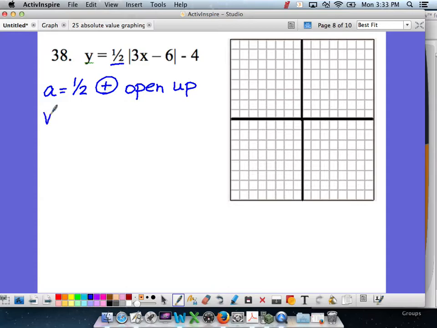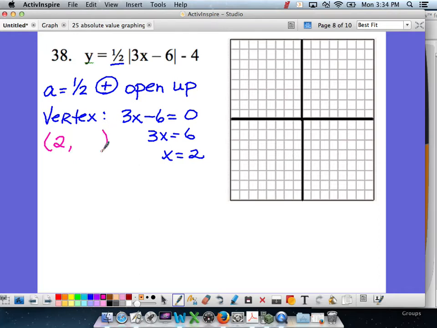The next thing that I need to find is my vertex. To find the vertex, you go inside of that absolute value, and whatever is in there, you set it equal to 0 and then solve for x. So 3x is equal to 6, x is 2. That tells me two things. The first thing it tells me is the x value for that vertex. It also tells me what the axis of symmetry is. It is the vertical line x equals 2.